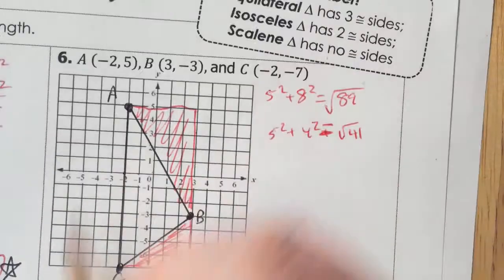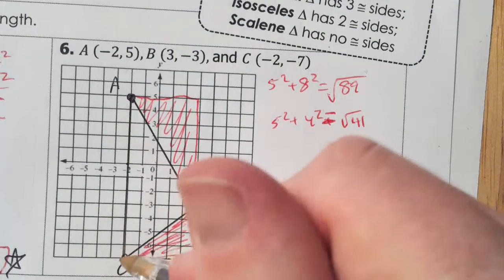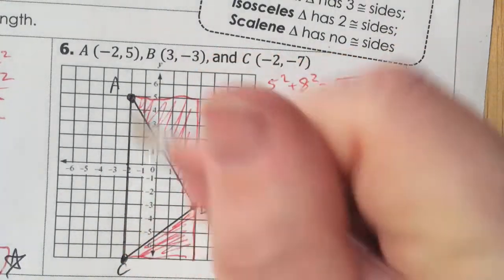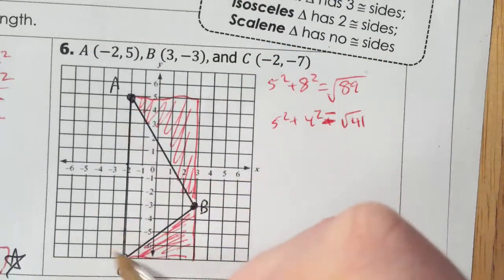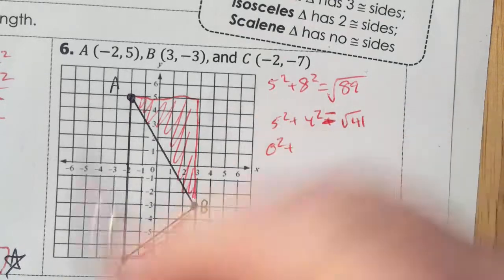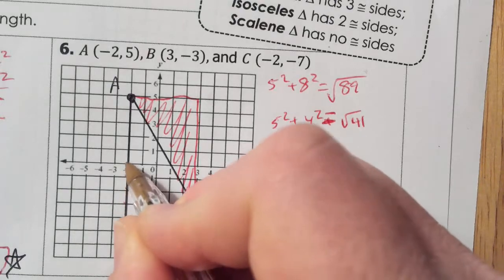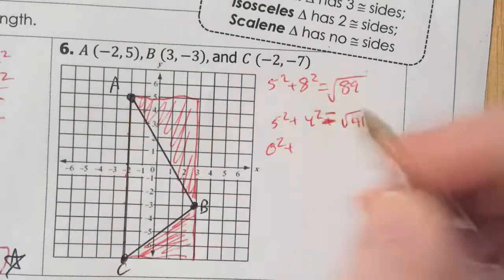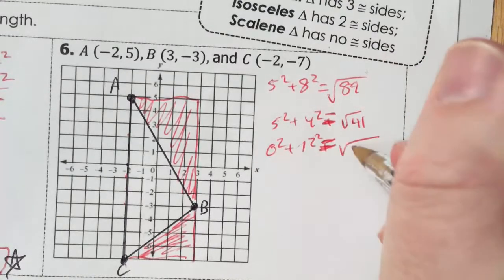And then this last one, this is the one that a lot of people get confused on. We can actually just count the distance, right? We didn't make a right triangle out of this, so it's 0 squared plus, and then you just count the height. 1, 2, 3, 4, 5, 6, 7, 8, 9, 10, 11, 12. 12 squared, and that's equal to the square root of 144.